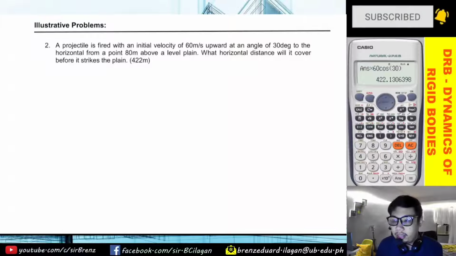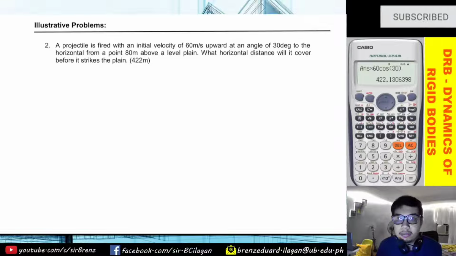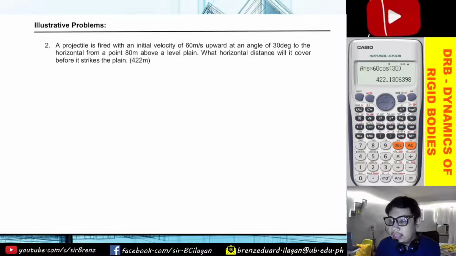Guys! Welcome sa ating second part ng discussion sa Curvilinear translation, or yung mas kilala sa tawag na projectile motion. So, basahin natin yung problem number 2.